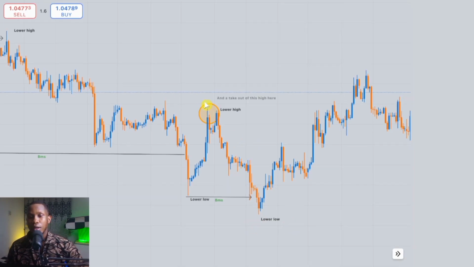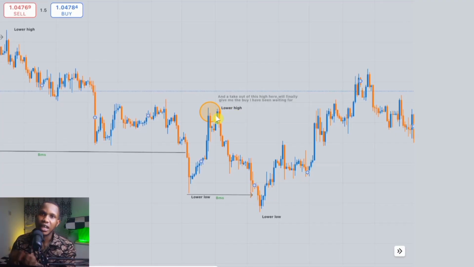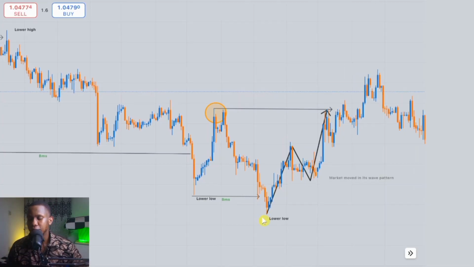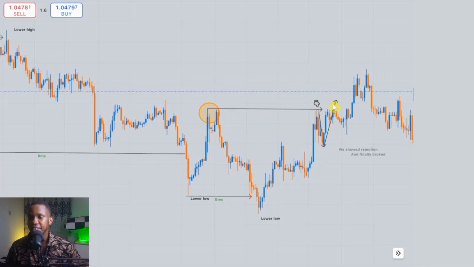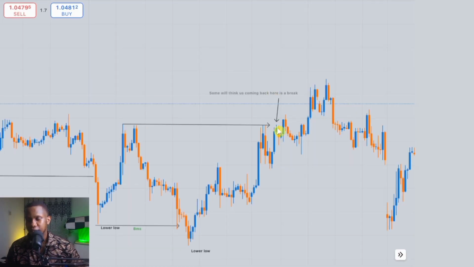So now we move our eye from here to here. A take out of this high can be our change of character, which will actually give me the buy I've been waiting for. Can you see how price action moved in its wave pattern, and once it mitigated this high right here, it dropped for a while before finally breaking up to the upside? So we think that this coming here is a break. It's not a break.